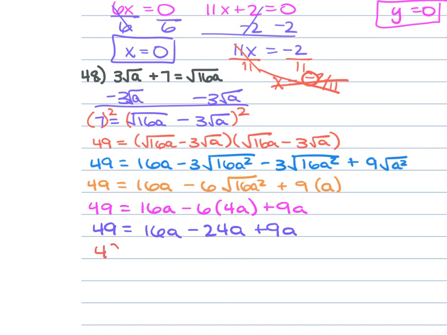All right, combine like terms here. The 16a minus 24a, 16 minus 24 is negative 8a plus 9a is going to give us a is equal to 49.